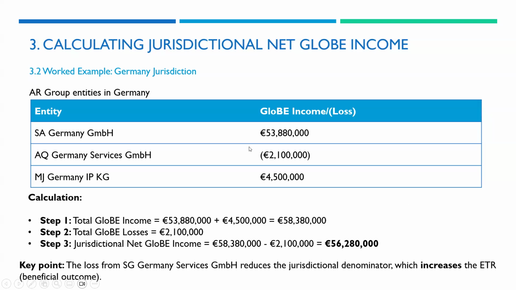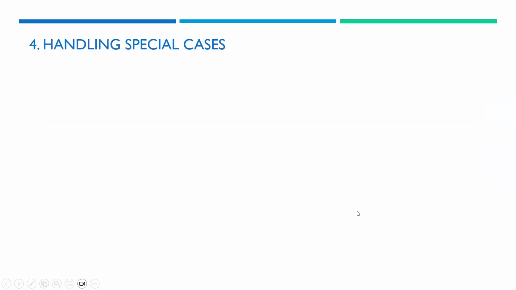Now, this loss from SG Germany reduces the jurisdictional denominator, which increases the ETR, obviously. So this would reduce the denominator. Overall, it is very good, because the fraction, the ETR, would be more if the denominator is reduced. Okay. Now there could be special cases. It's adjusted covered taxes: add all the adjusted covered taxes divided by the sum of all the globe income or losses of the jurisdiction.